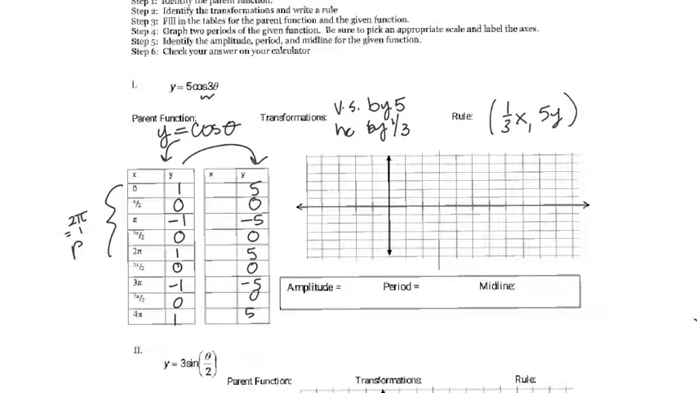Okay, this is not as easy. I'm going to take 1/3 times all these. I'm going to get pi over 6, pi over 3. I'm going to get 3 pi over 6, which is pi over 2, 2 pi over 3. Let's see, 5 pi over 6, pi. And I think that says 7 pi over 2, so I'm going to get 7 pi over 6, and then 4 pi over 3.